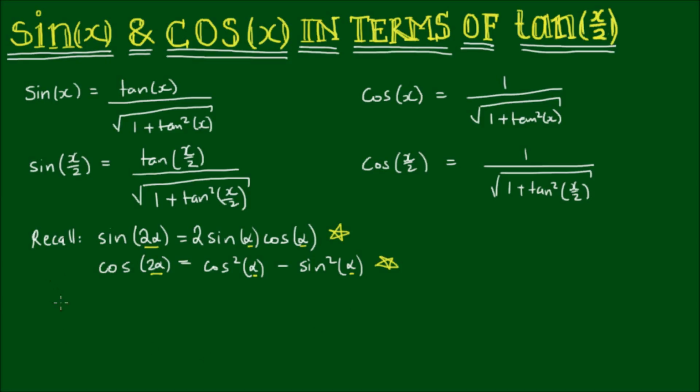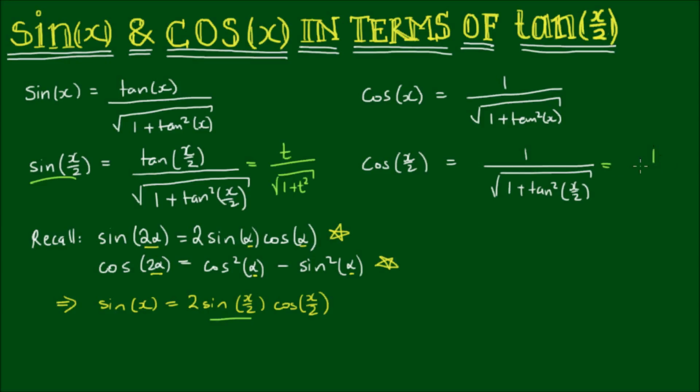So it follows then that the sine of x is equal to 2 times the sine of x on 2 by the cosine of x on 2. And before I make these substitutions, let me write this as t divided by the square root of 1 plus t squared, where t is equal to tan of x on 2, just to make the notation a bit simpler. So we have here as well 1 divided by the square root of 1 plus t squared.